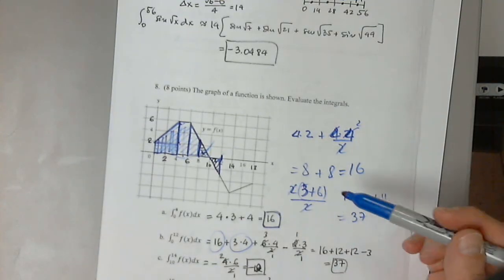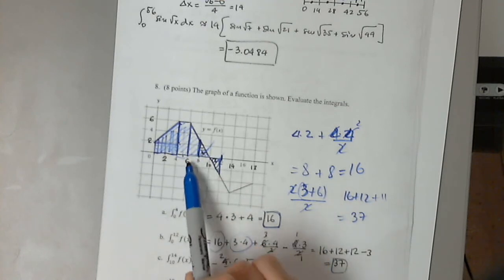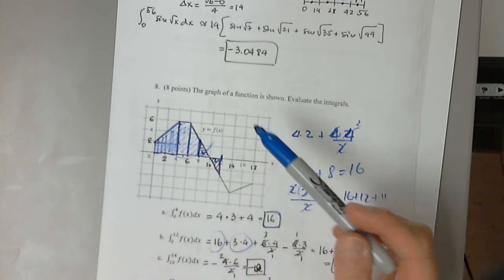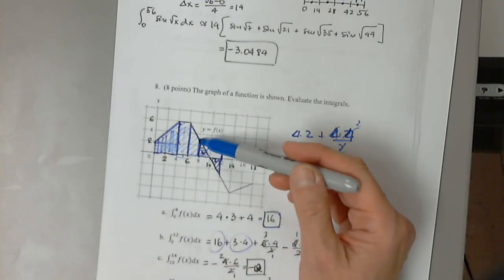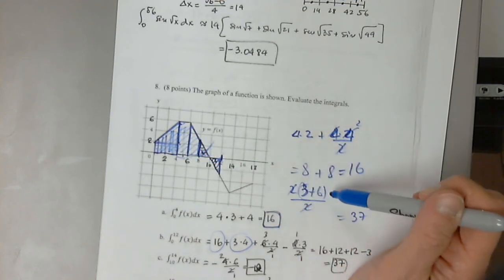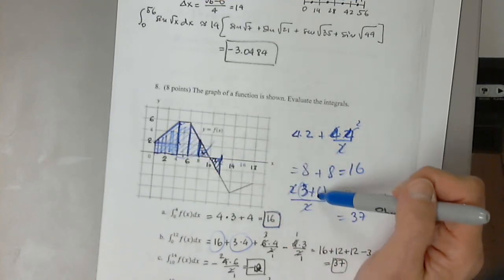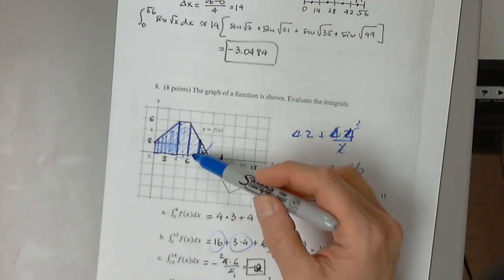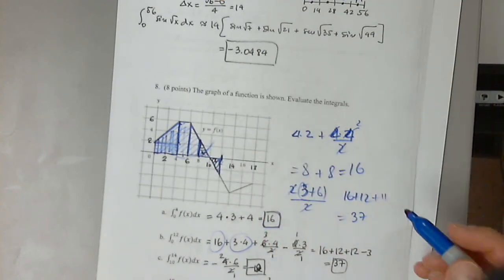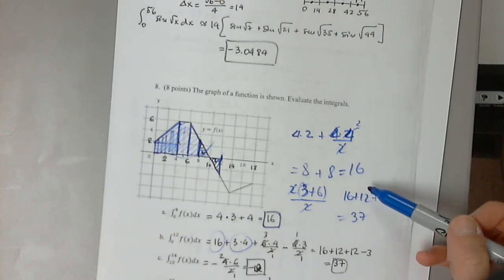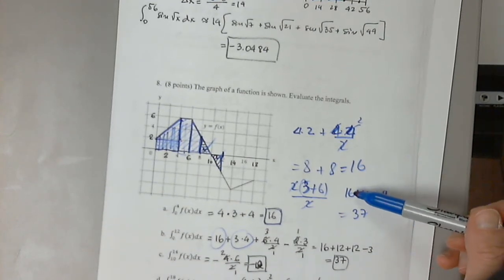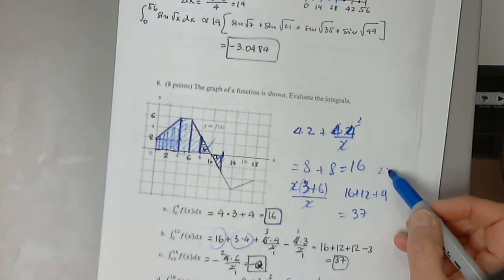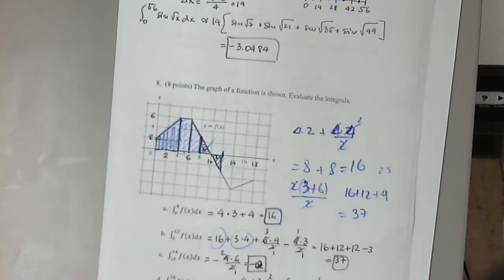But I think I multiplied, so let me see, 3, 3. So base, okay, this is 3. This is 6. That's 9. And this is 2 over 2. Okay, so sorry, hold on. So 16 plus 12, that's 28, yeah, 37.